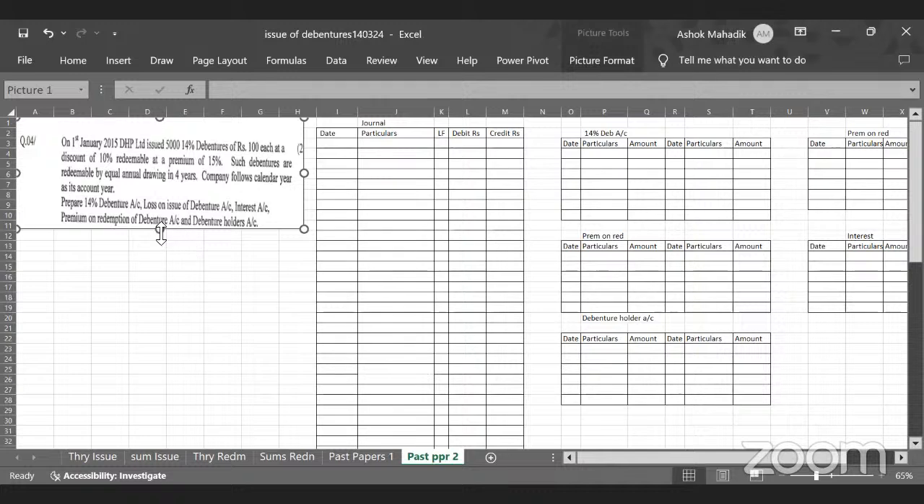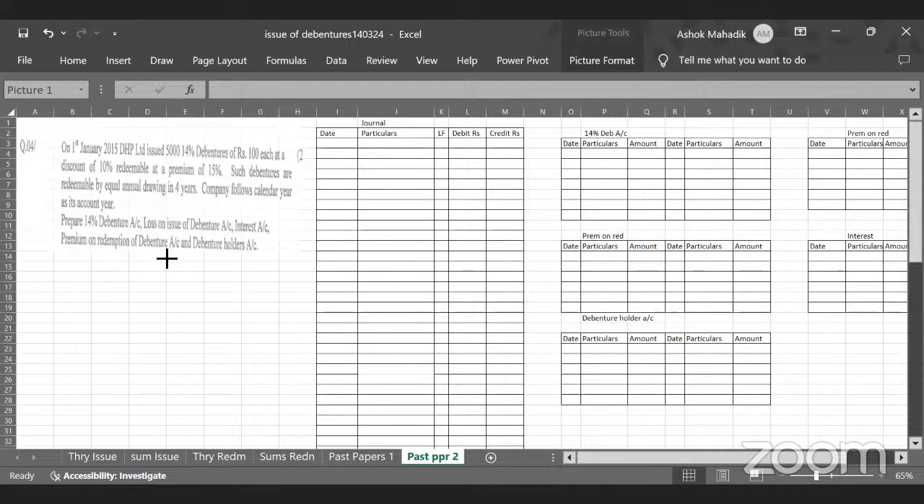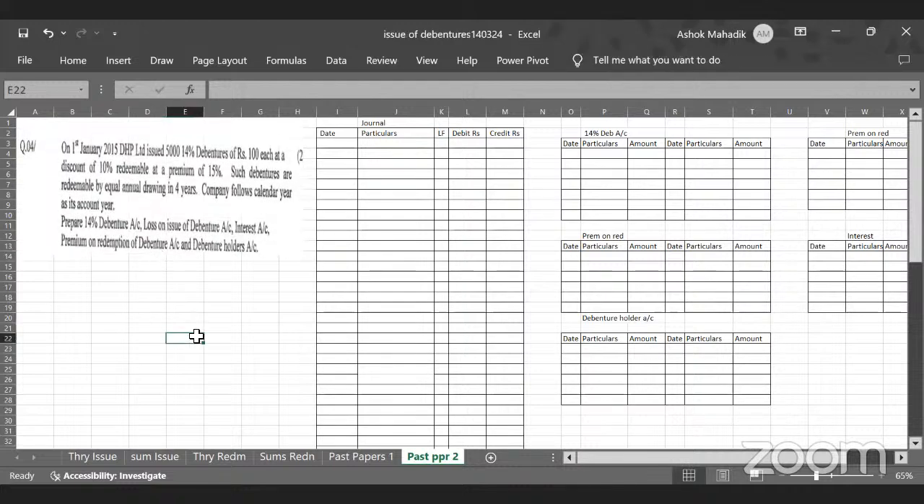I'll read the question. On 1st January 2015, DHP Limited issued 5,000 14% debentures of rupees 100 each at a discount of 10%, redeemable at a premium of 15%. So we are issuing at a loss and we are paying back at a premium. So again, another loss. So two losses will be there in the entry of issue.